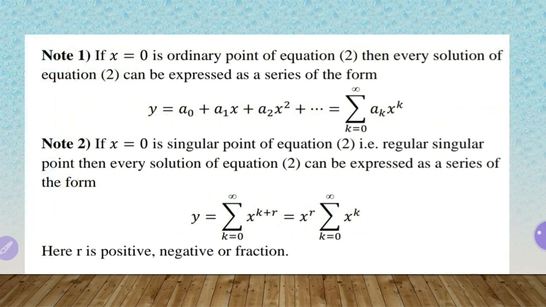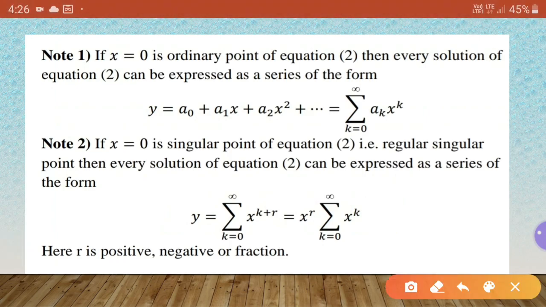Next, how to write down the solution for an ordinary point and for a singular point. If x equal to 0 is an ordinary point of equation 2, then every solution of equation 2 can be expressed as a series, because we can solve it using a power series. A power series can be written as a0 plus a1x plus a2x square and so on, which in general is the summation k equal to 0 to infinity of ak x to the power k.